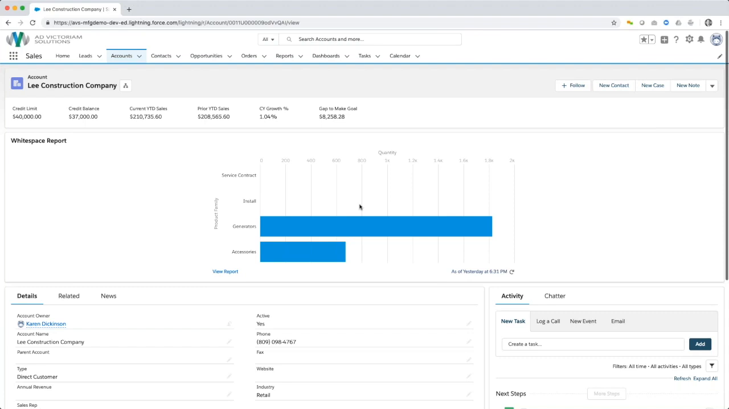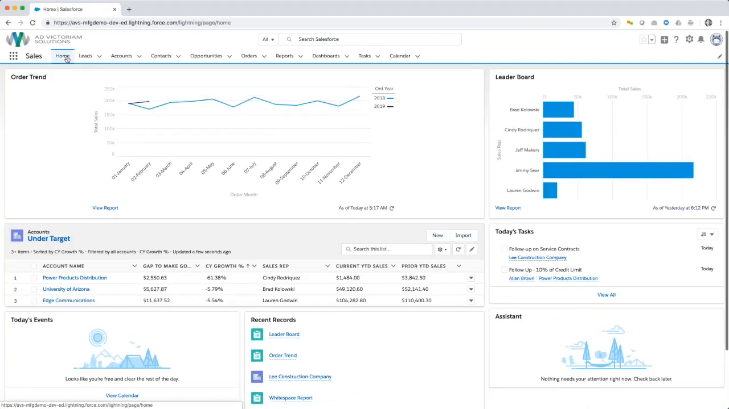Additionally, leveraging both the integration and the automation, we can drive other features within Salesforce, assigning tasks. So I'll show an example of that real quick here. This is the home page. I've got a task down here in today's tasks on the right middle: follow up with Power Products Distribution.